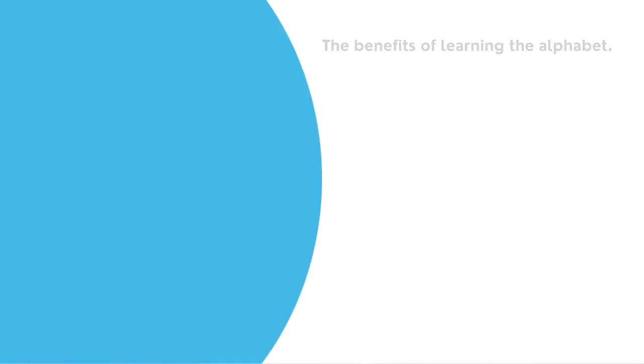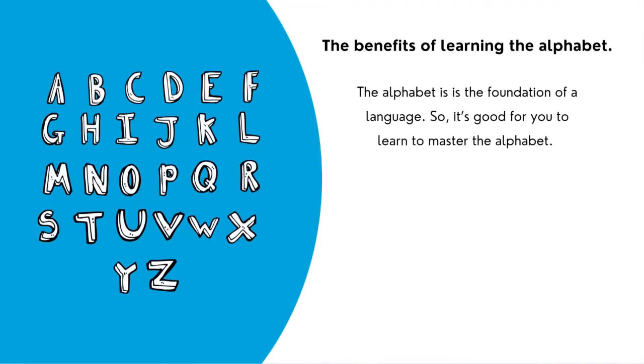What are the benefits of learning the alphabet? So as mentioned, the Dutch writing system uses the alphabet. So if you master the alphabet, then you can read already, right? Originally, the Dutch alphabet is based on the Latin alphabet and has 26 characters.